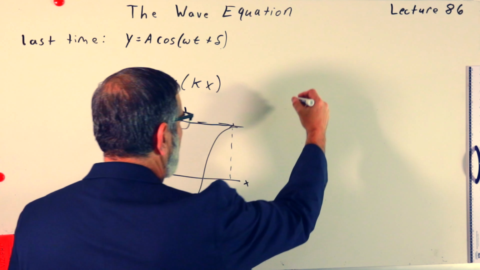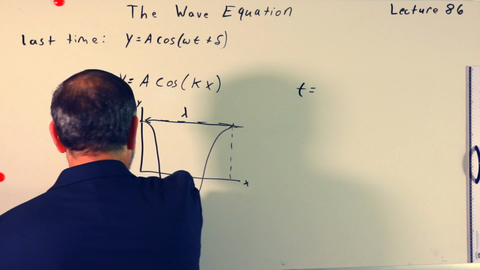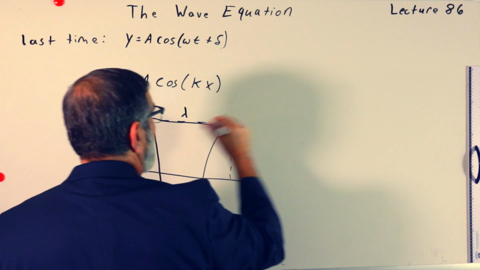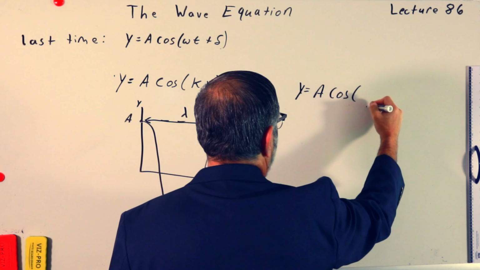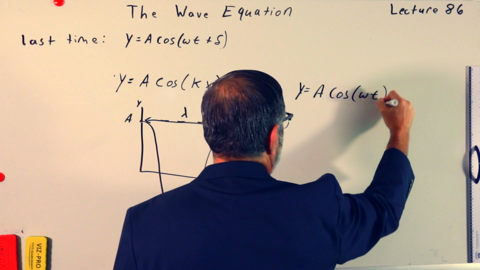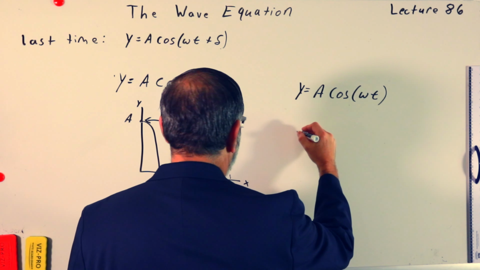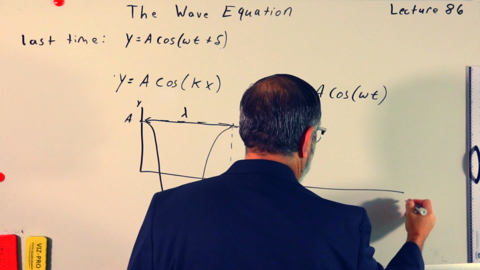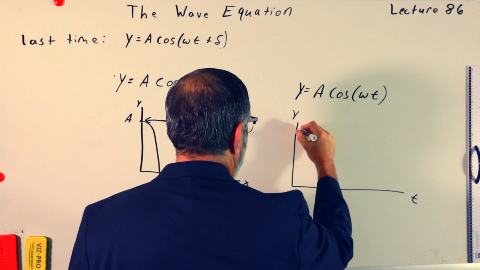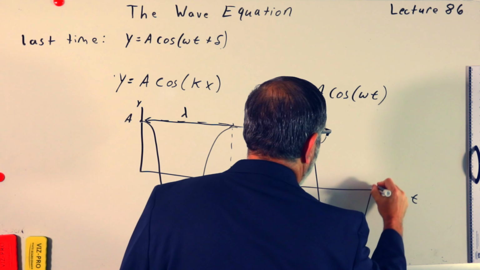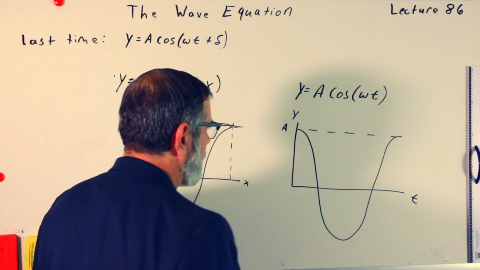What about the temporal part? Well, here we're going to write something like this: y equals A times the cosine of omega t. So what does this look like? Well, actually, it's very similar. It's almost identical, except this axis is t. This axis is still y. This will be A again.